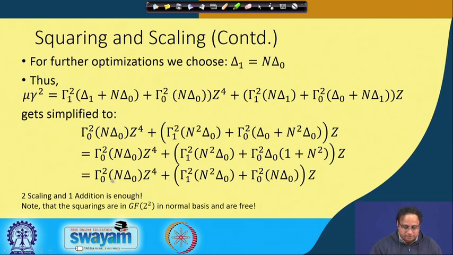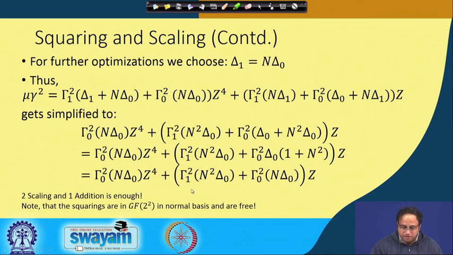Note that if I want to do this computation, I have to do two scaling operations. One is a scaling with n, where scaling means multiplication with a constant in the lower field, and another one is a squaring with n square. So these are my two scaling operations, and I have to do one addition here, then that's enough. Note that there are some squarings which you are doing, but these squarings are in the lower field GF2 power of 2, and that is free, as I have already hinted in the previous discussions.